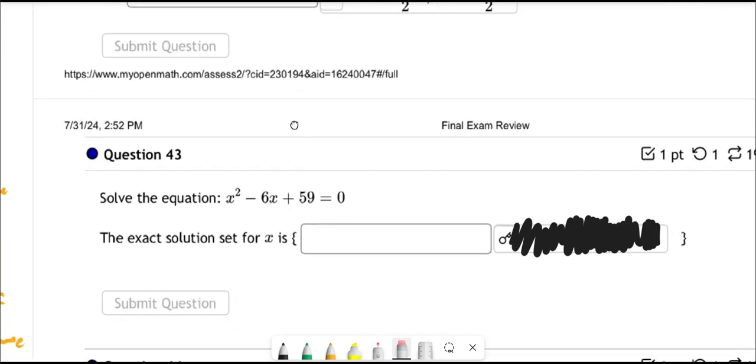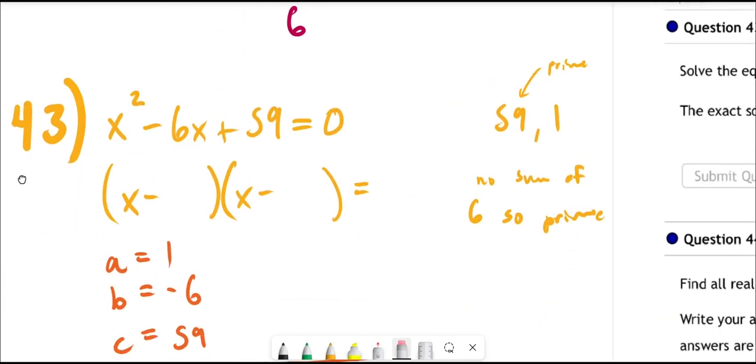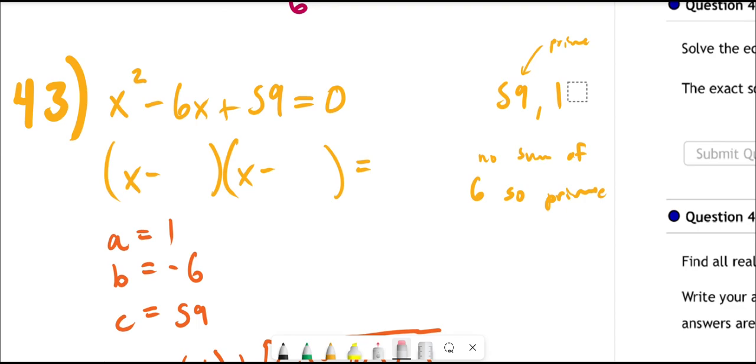All right, let's move on to 43. 43 is another quadratic equation, x squared minus 6x plus 59. But 59 is prime, so we can really quickly see this does not factor. We would need a minus and a minus, so we'd be looking for a sum of 6, but 59's only factors are itself and 1.